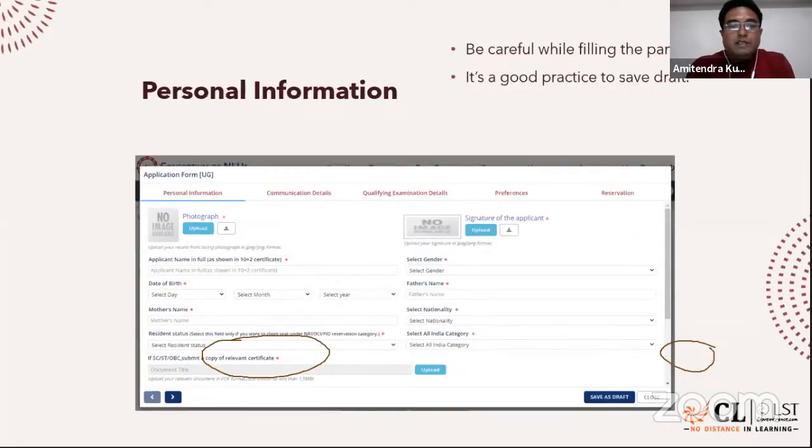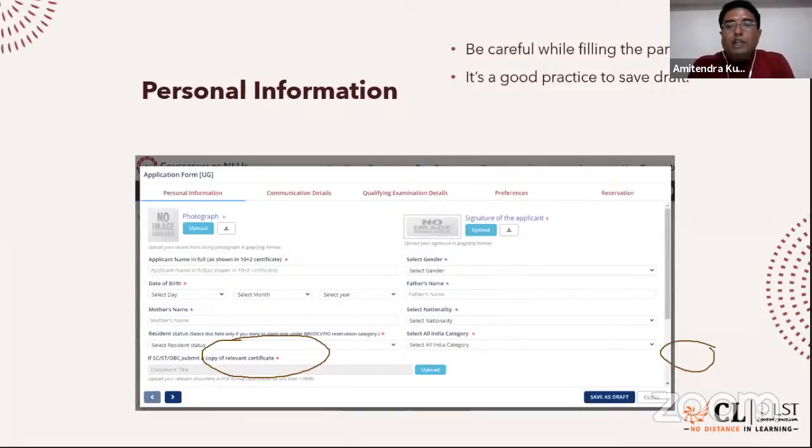The next question is about resident status. Now, that is applicable for someone who basically wants to apply under the NRI sponsored category. So that information is required. If you happen to be an NRI, if you happen to be an OCI, if you happen to be a person of Indian origin, then you have to select accordingly from the drop down. Else, select that information from the drop down if applicable. If not, select no and go ahead.